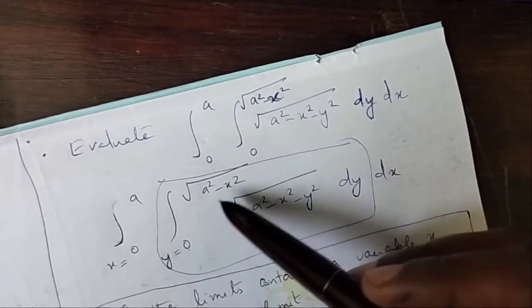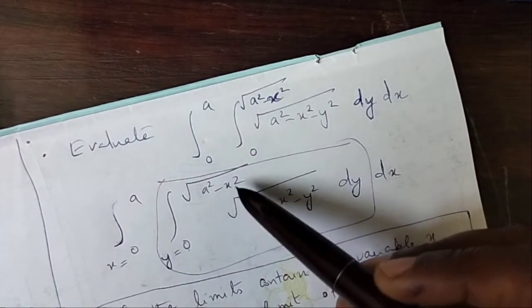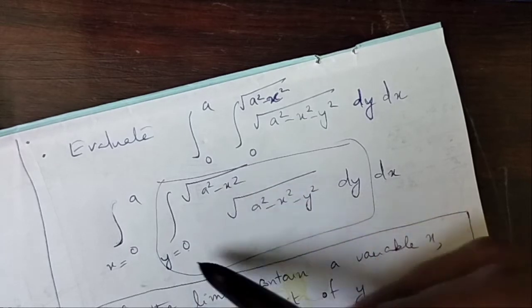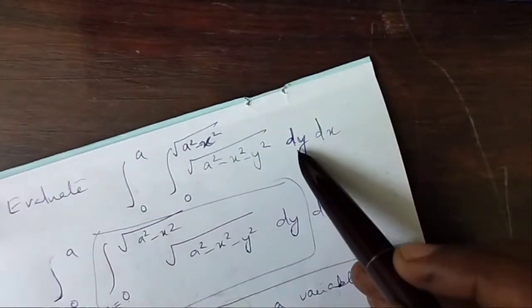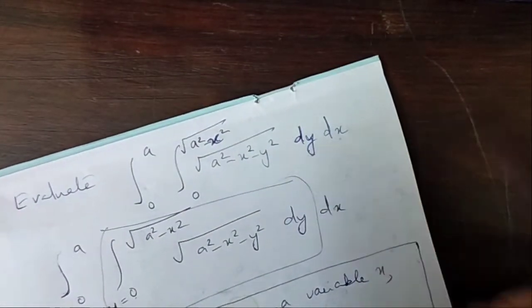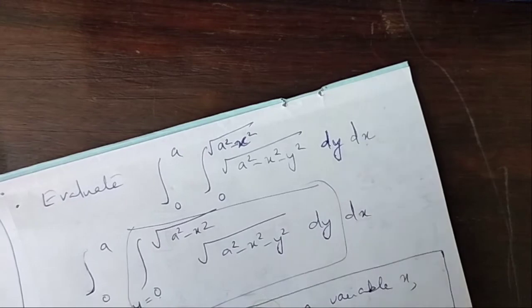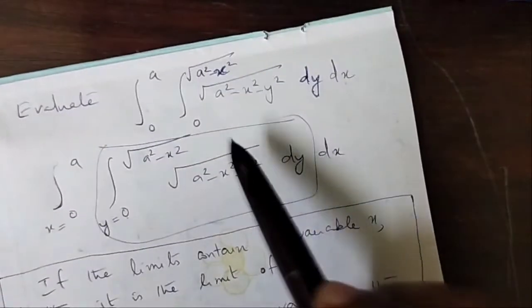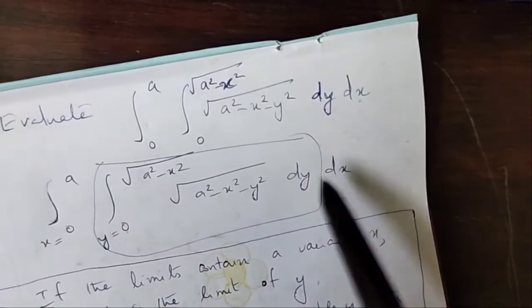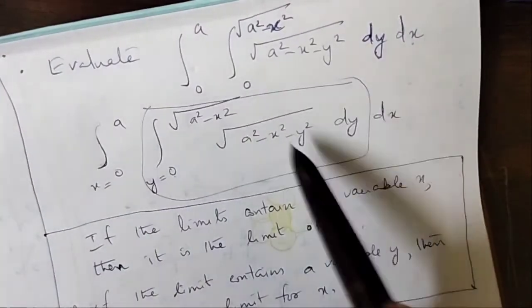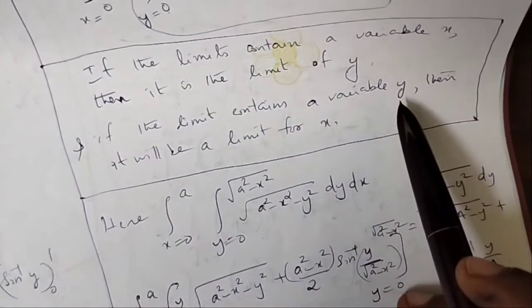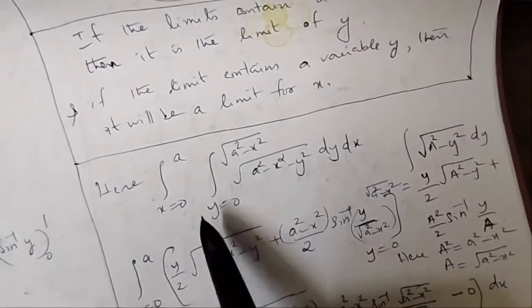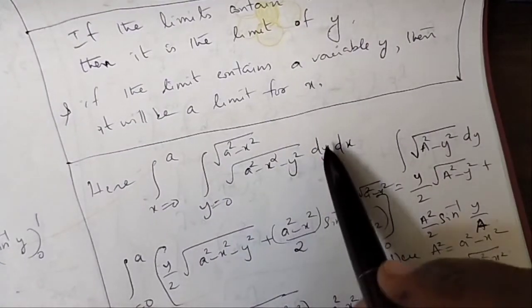So this is the variable x. So 0 to root of a square minus x square is the limit for y, not x. That is why here it is dy dx. We can verify it. The outermost integral is x from 0 to a, of root of a square minus x square minus y square, dy dx. So first of all we have to integrate with respect to y. If the limits contain the variable x, then it is the limit for y. If it contains variable y, it is the limit for x. So first we integrate with respect to y.